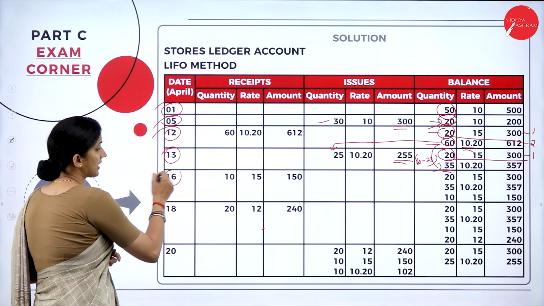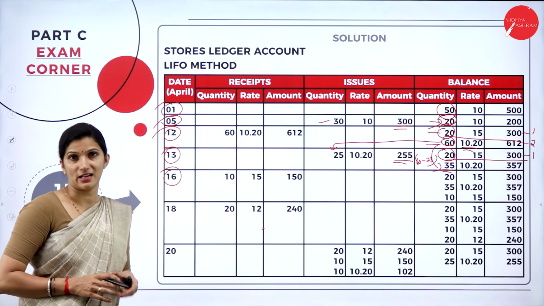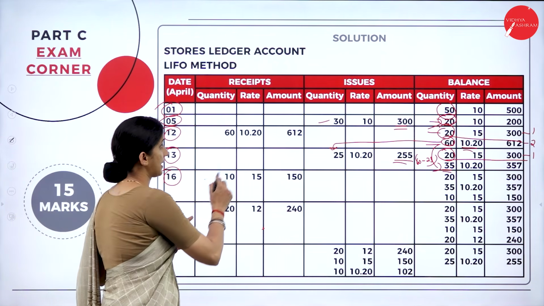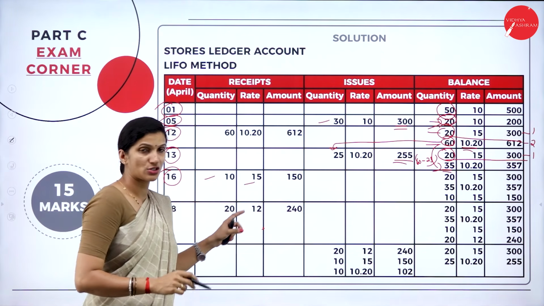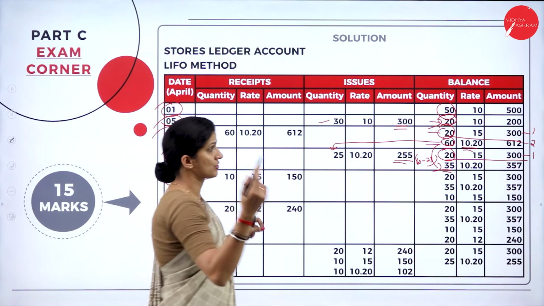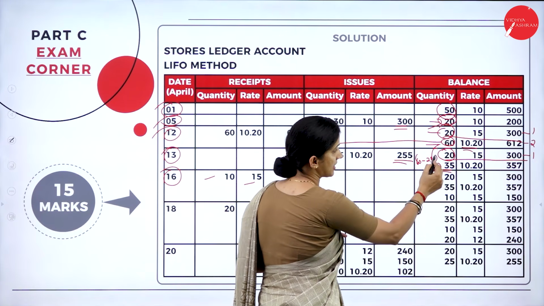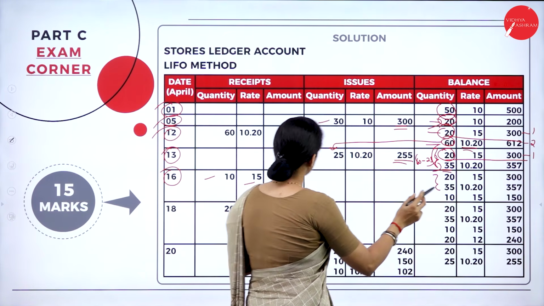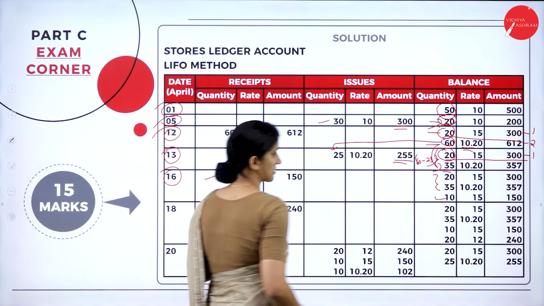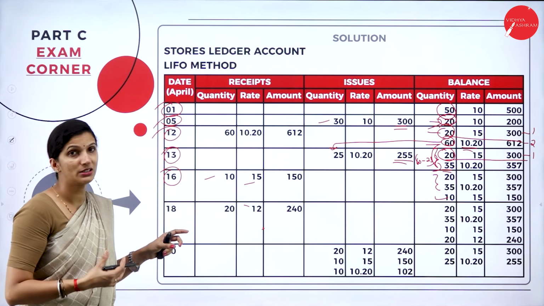Next, on 16th, the transaction is a receipt transaction. Quantity received 10, rate 15. So 10 into 15, it is 150. So we'll write the balance. Previous day balance, you write as it is. Now, additional purchase of 10 units, that goes to the third lot.